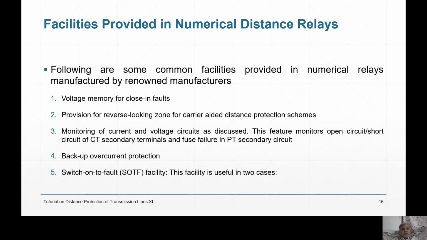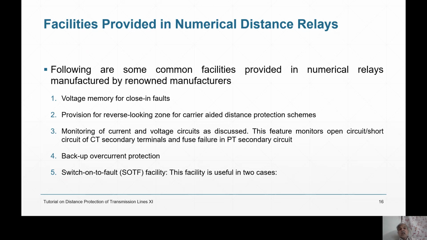This is possible in numerical relays. Monitoring of current and voltage circuits we have discussed. That is possible in numerical relays because it is logical, it is programmable. Things are programmed. Backup overcurrent protection you can add, and switch on to fault.